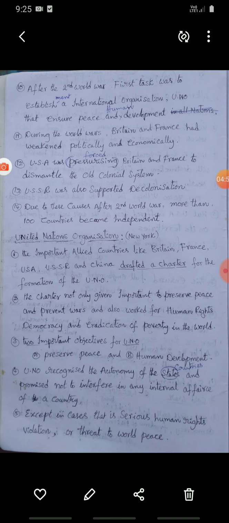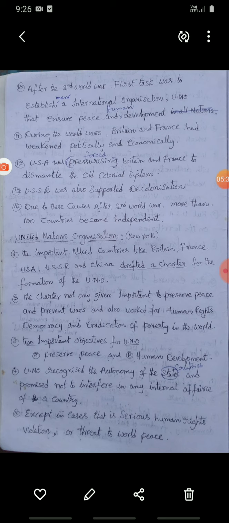During the World Wars, Britain and France had weakened politically and economically. After the Second World War, Britain came under the second place. The USA and USSR emerged as the superpowers. The USA forced Britain and France to dismantle the old colonial system.